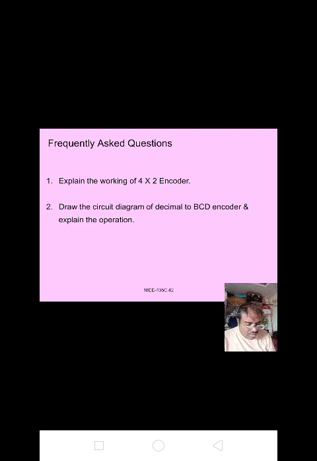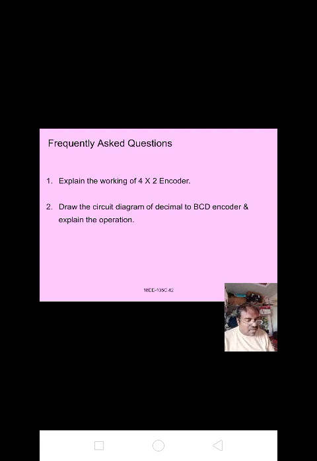You can draw the truth table in another form also, and the logic circuit diagram is also in another way. Okay, I will now draw the diagram and the decimal truth table for the 10 to 4 encoder, or decimal to BCD encoder.